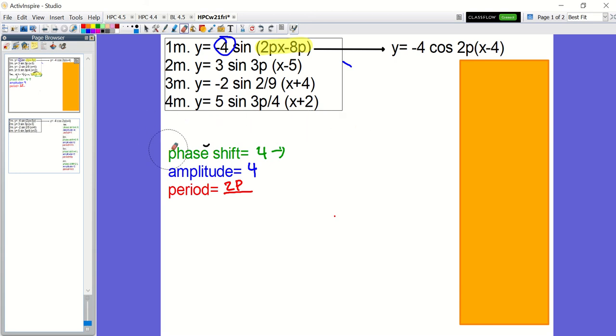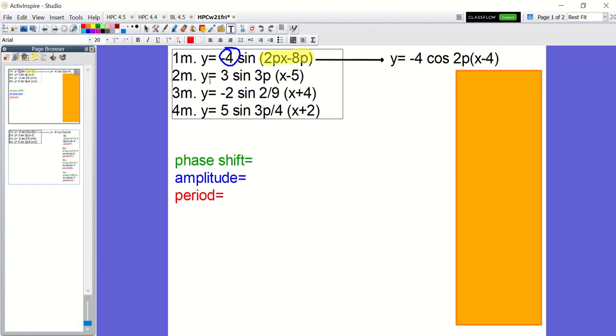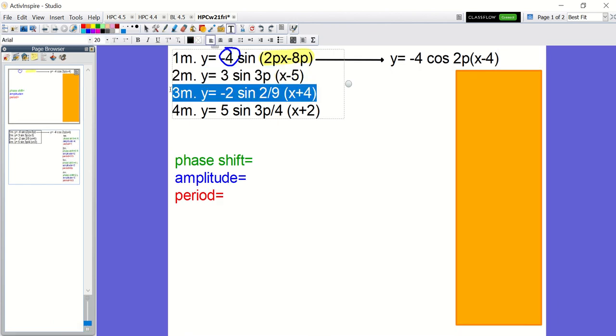Okay, folks, let's do number 3 here. I want to show you guys how to calculate phase shift, amplitude, and period. So let's say we take number 3, for example, here.